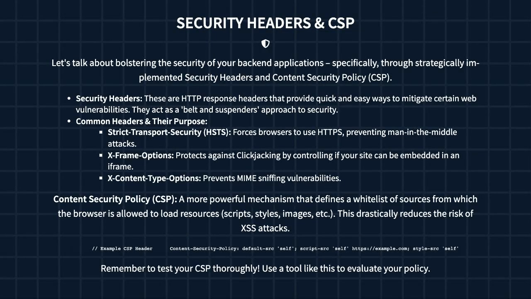Okay, let's dive into securing our backend applications. We'll start with something relatively straightforward: security headers. Think of these as quick fixes that add an extra layer of defense against common threats. They're easy to implement and can make a real difference. Some key ones include HSTS, which forces HTTPS, X-Frame-Options to prevent clickjacking, and X-Content-Type-Options to stop potential MIME sniffing issues. Now, Content Security Policy, or CSP, is a more advanced technique.